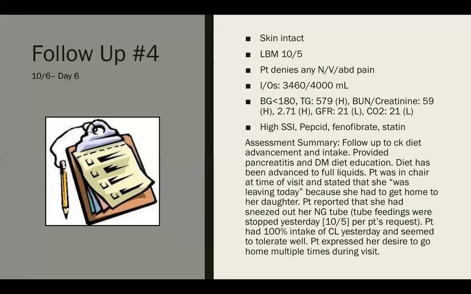And luckily that wasn't a problem because tube feedings were actually stopped last night, around 4 p.m. per patient's request. So it wasn't a big deal, and luckily she was tolerating her full liquid diet well. She had 100% intake of clear liquids, and everything went well. Patient expressed her desire to go home multiple times during visit.